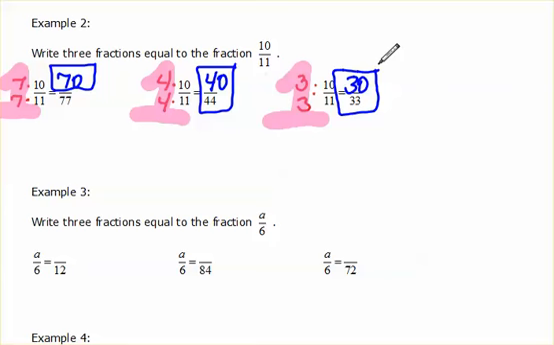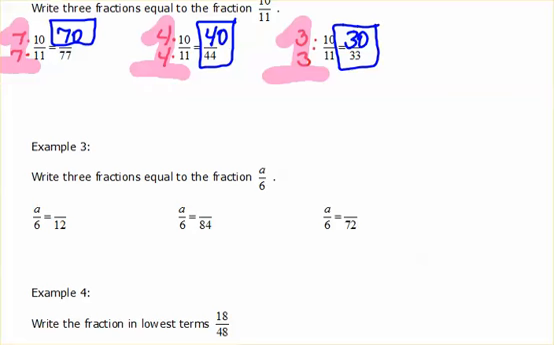Now, we can also do that even with letters. If we were going to go on and do more of this chapter, which we're not, then we would be working more with letters. But we're just going to stop here so that we have plenty of time to study for our last test. So this example again says write 3 fractions equal to the fraction a over 6.